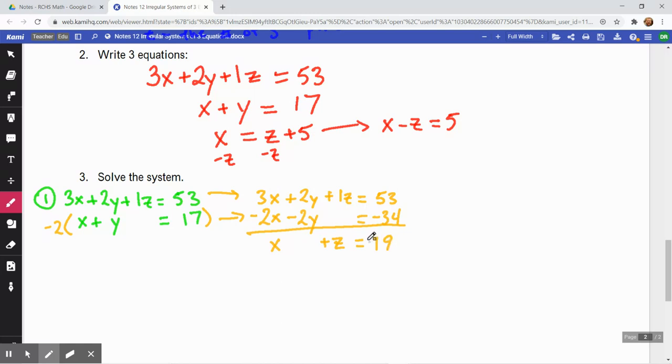Okay, so here's what we did. We made an equation that uses the letters x and z that we can now pair with this other equation that we have that uses the letters x and z. So for my next step then, I'm going to bring these 2 equations together that we've created. So we have x minus z equals 5 from up above.